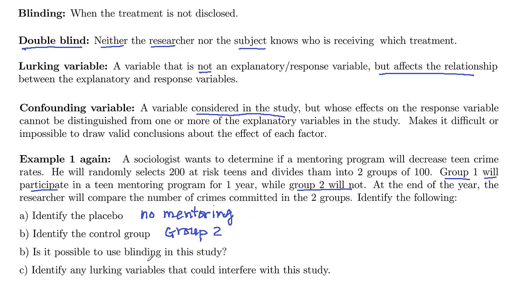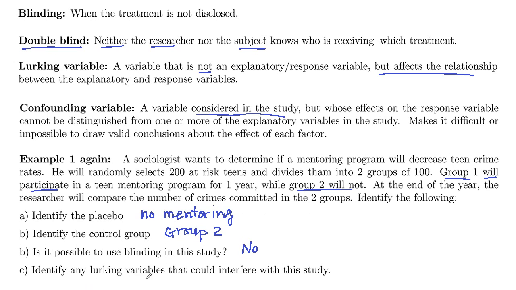And then is it possible to use blinding in this study? Probably not, because the subjects are going to know whether or not they're receiving mentoring. You either get the mentoring program or you get nothing. So if they're getting nothing, they know that they're not receiving the mentoring that the treatment group is getting.